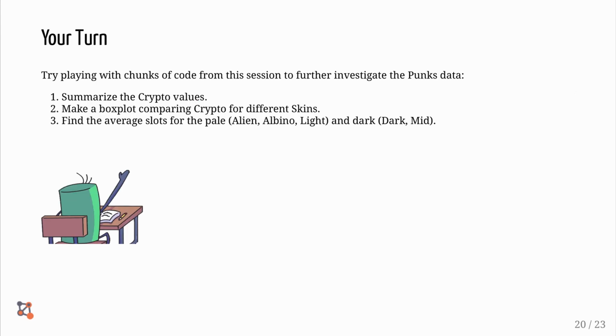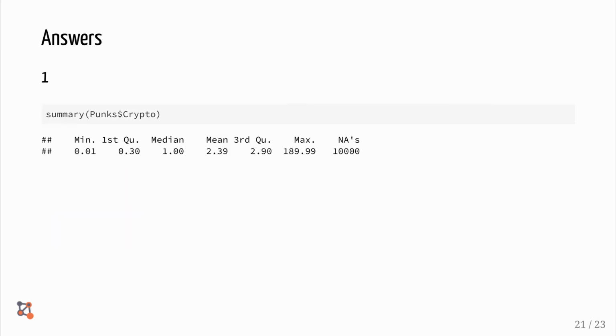Now it's your turn. Try playing with chunks of code from this session to further investigate the punks data. Summarize the crypto values. Make a box plot comparing crypto for different skins. Find the average slots for the pale and dark labels, pale being alien, albino, and light, and dark being dark and mid. Here are the answers for you to look at.